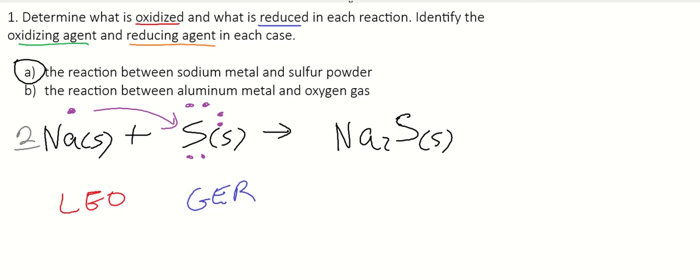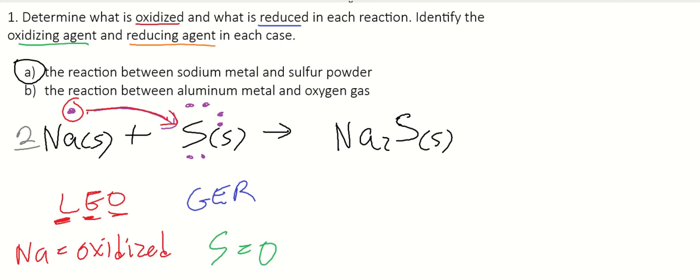All right, so what is losing electrons? We clearly see the sodium is losing electrons, so sodium is being oxidized. What is oxidizing sodium? Well, it's the sulfur oxidizing it. So sulfur is the oxidizing agent.